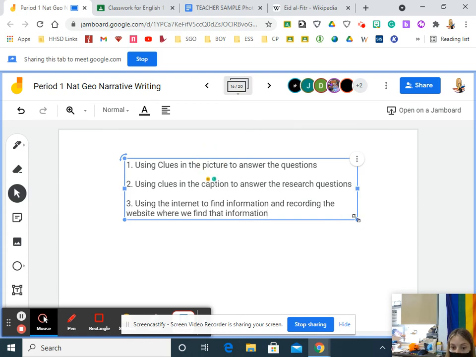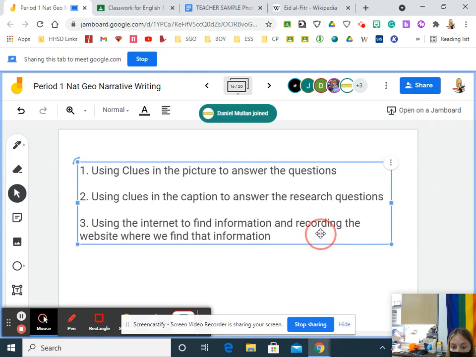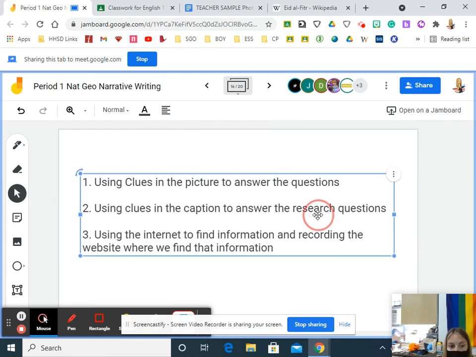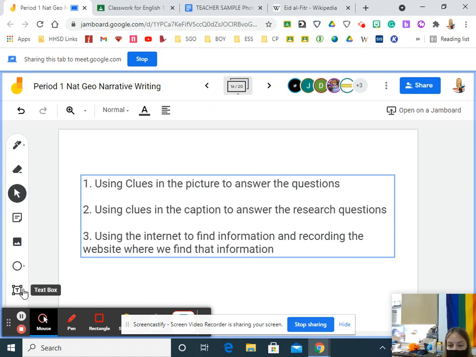So we're going to continue our research today. This research graphic organizer is due today. And if you need any help, please ask me or Mrs. Fretter.